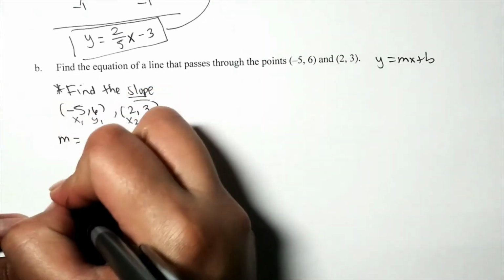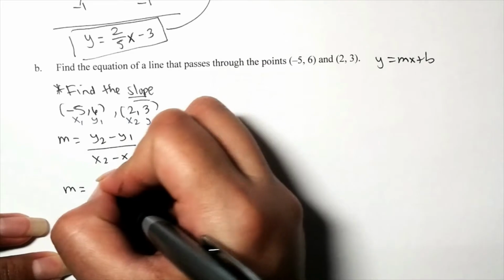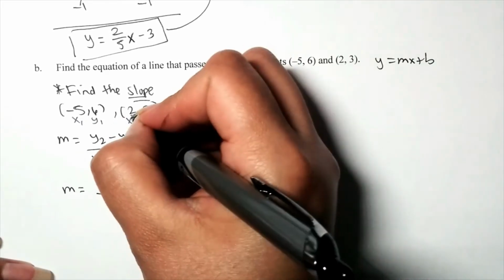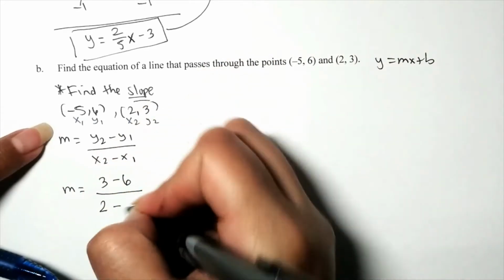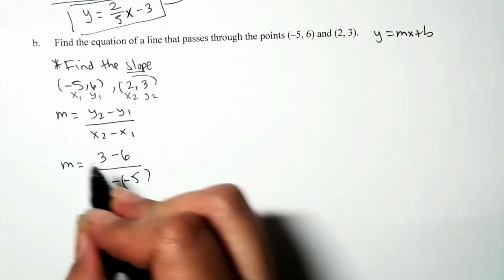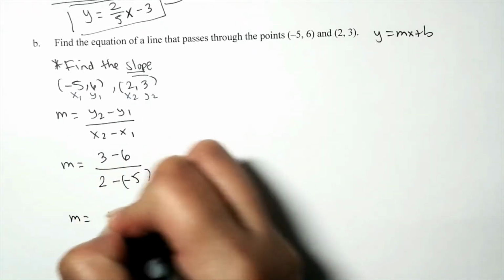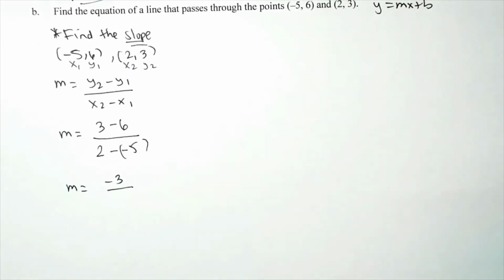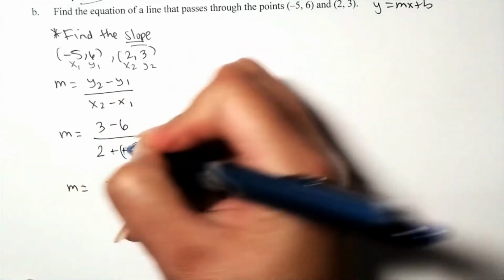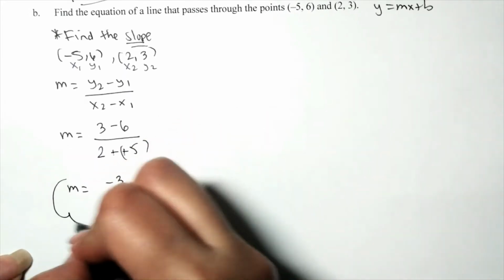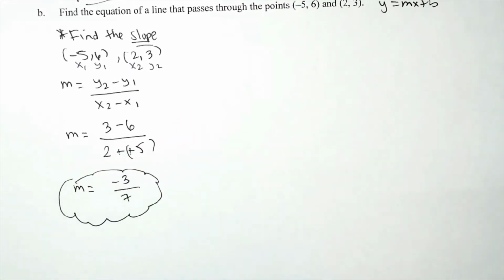So we have m equals y2, which is 3, minus y1, or 6, over the difference of the x's. That will give us 2 minus the other x, which will give us -5. Let's keep it going. Difference of 3 and 6 will give us -3. And if you see me making a technical difficulty, please stop me or email me. Difference of 2 and -5 is the same as adding the opposite, or the same as adding 5, so that will give us 7. I'm going to go ahead and highlight this, okay, because it's a big part of the puzzle.